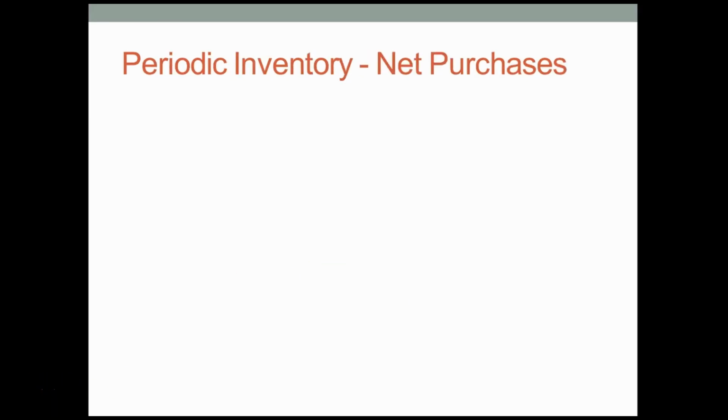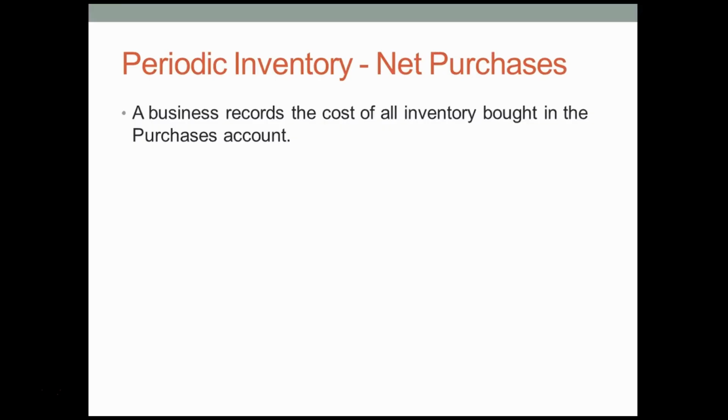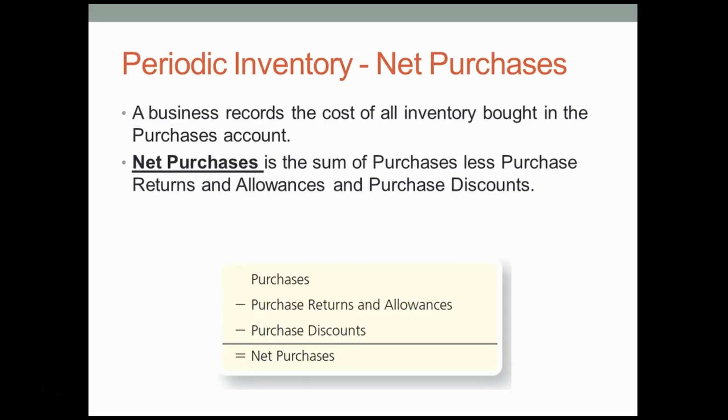So once we have all of our purchases done for a particular period, we're going to calculate the net purchases. So a business records the cost of all inventory bought in the purchases account, and then the net purchases are going to be our total purchases minus these contra accounts that we have, purchase returns and purchase discounts, and that gives us our net purchases for the period.